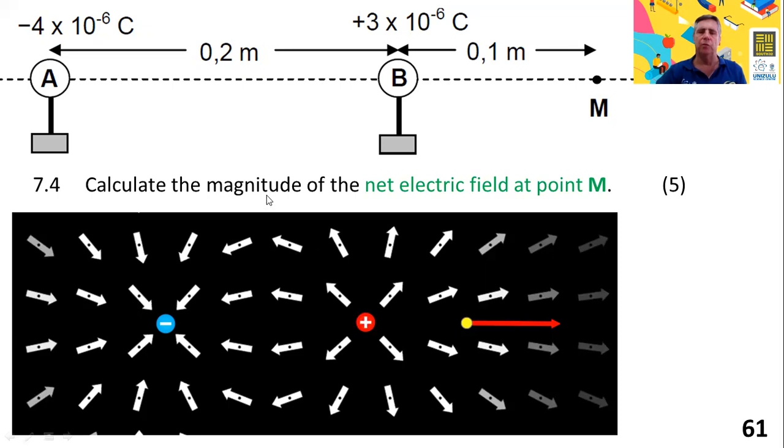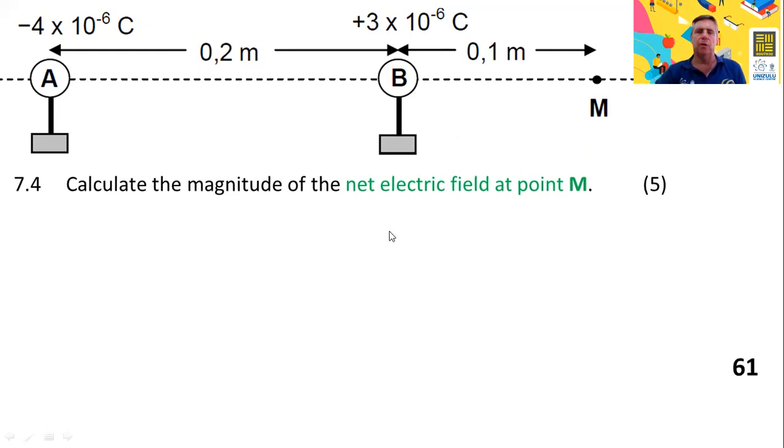But you're just asked for the magnitude. So notice this is 5 marks. In the previous question, it would have been 6 marks. I'm not going to set up this again in PHET, but you can do that. So remember again, the electric field at point M has a component from charge A and a component from charge B. So let's calculate the magnitude of the net electric field.